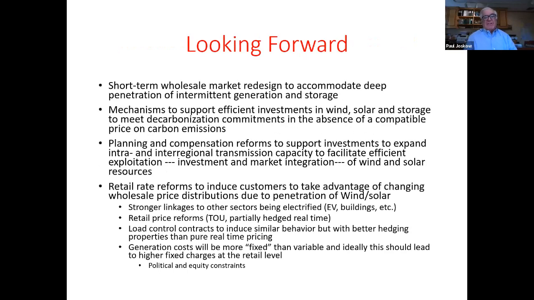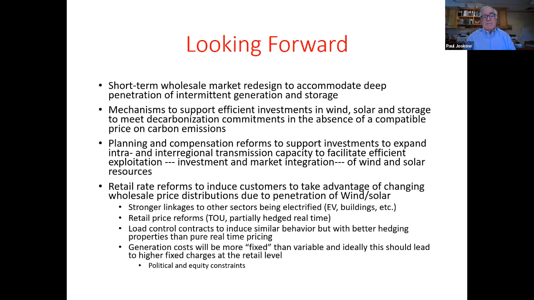Okay, let me switch to looking forward. I just have 4 areas I think are important. The first is short-term wholesale market design to accommodate deep penetration of intermittent generation and storage. And this is under the assumption that we're going to deeply decarbonize the electricity sector, at least in some areas of the country.